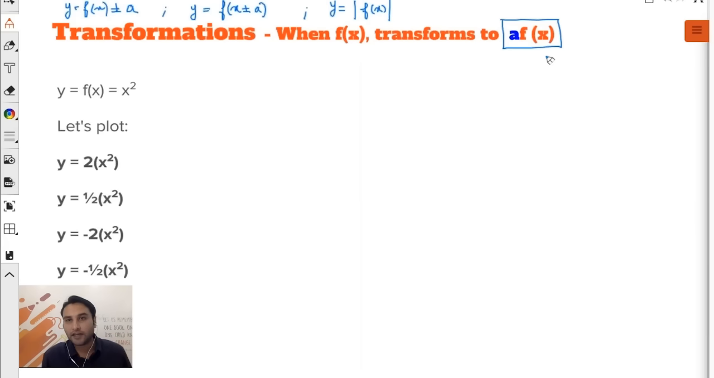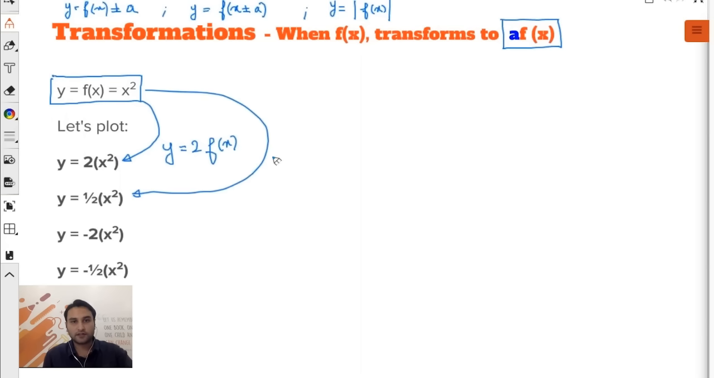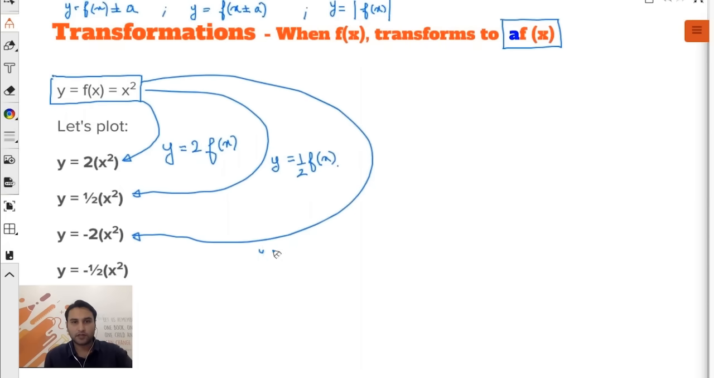Now I'm multiplying a number with the function. That's what we are going to do. How? Let's see. If y equal to x square is a graph which you know, I'm going to see how y is equal to 2 times f(x) will behave. 2 times f(x) is 2x square. This is say y is equal to half times f(x), half x square. And for example, this is y is equal to minus 2 times f(x). Let's see how it will behave now.